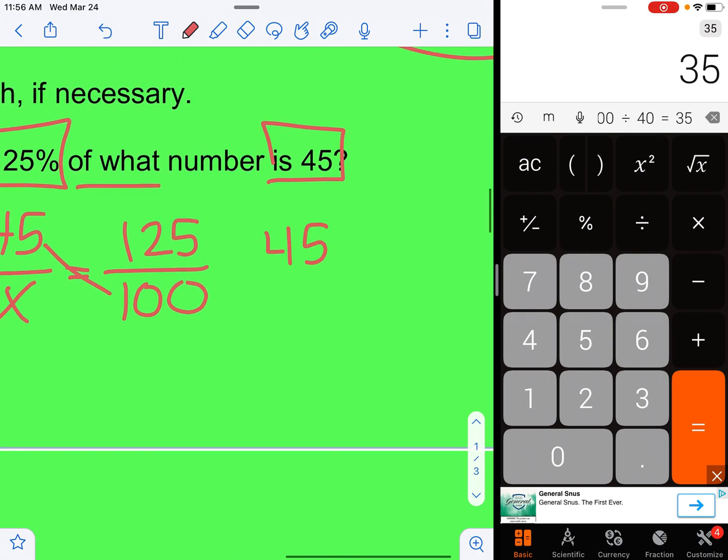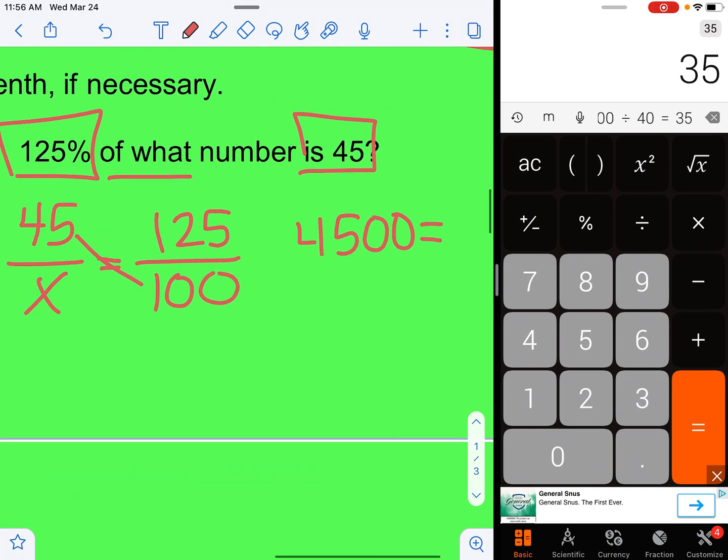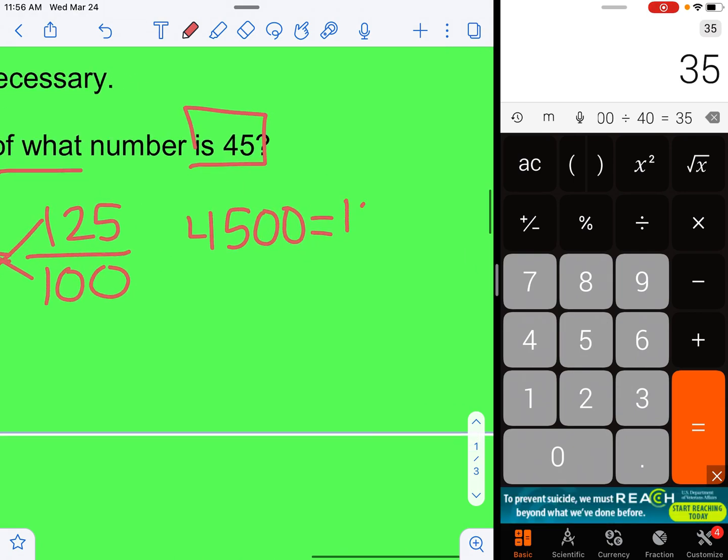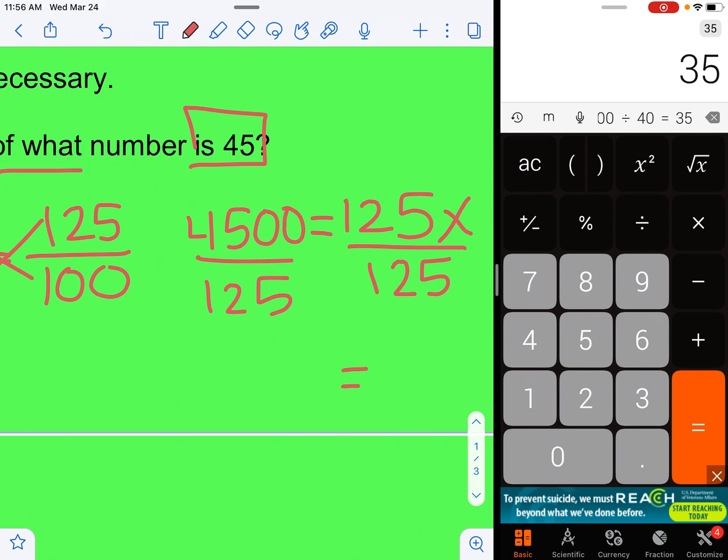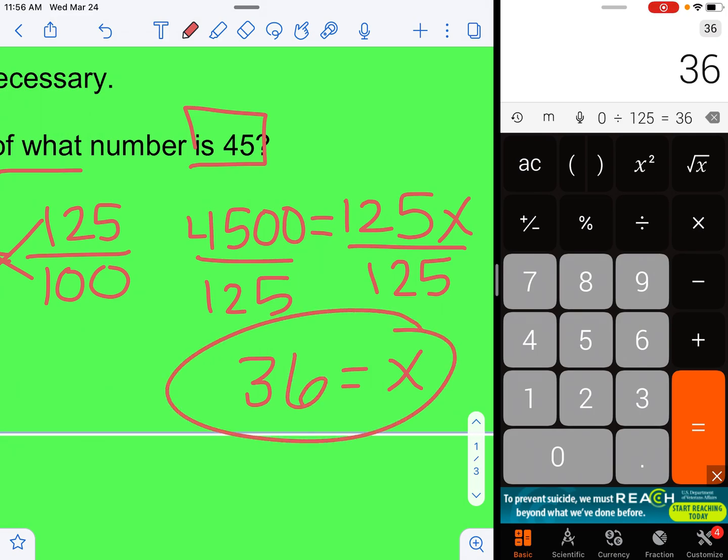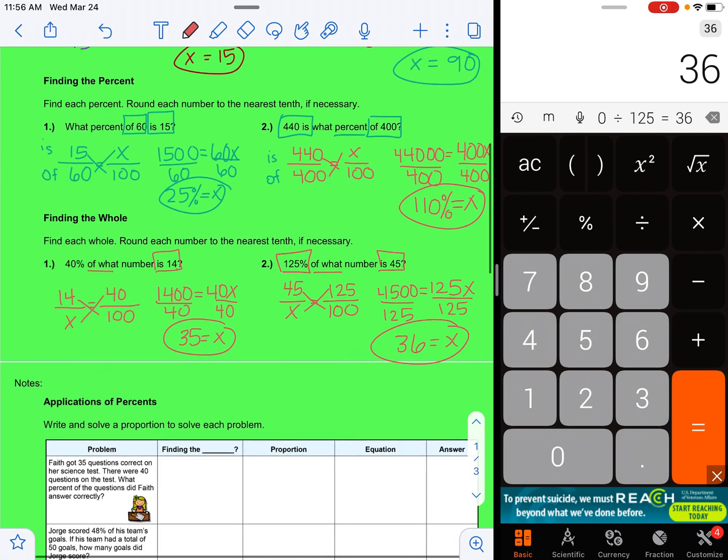Alright, so now we cross multiply. 45 times 100 is 4,500, and that's equal to 125x. Now we need to solve for x, so we need to divide by that 125 to get rid of it. So we're just left with x. 4,500 divided by 125 is 36. And that is our answer.